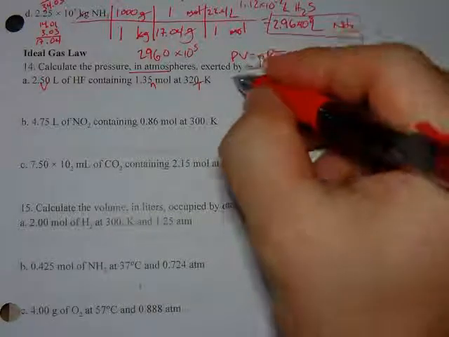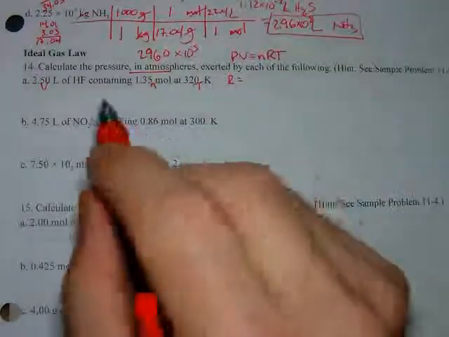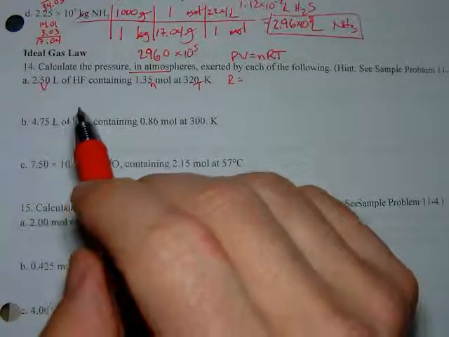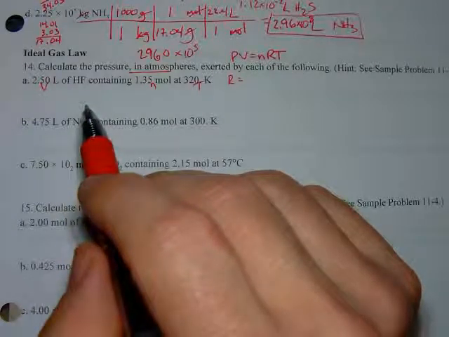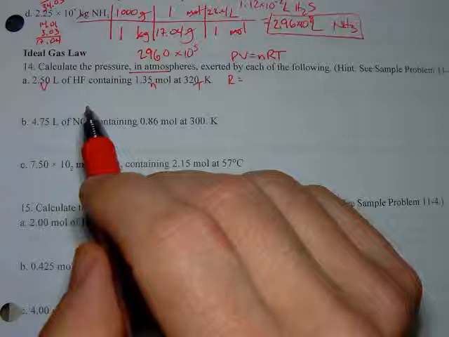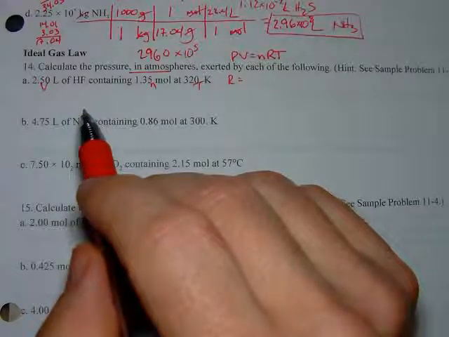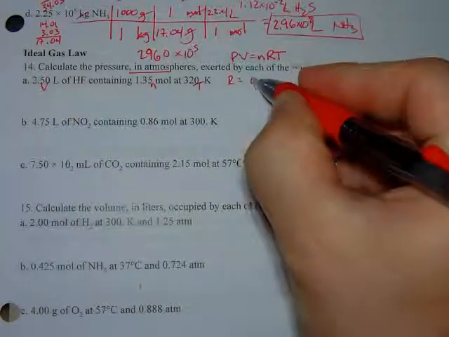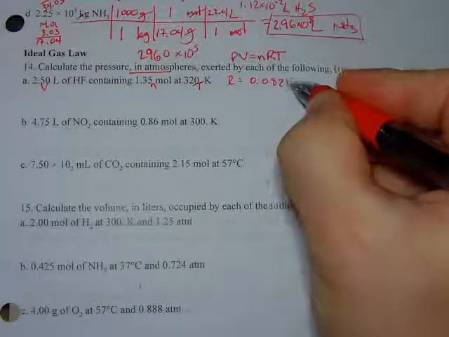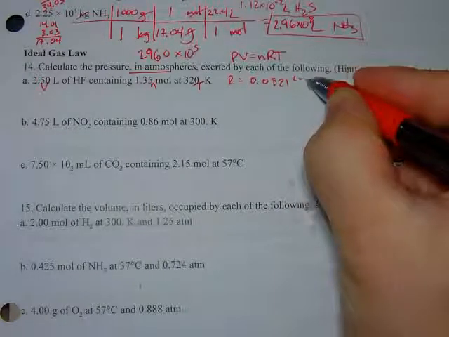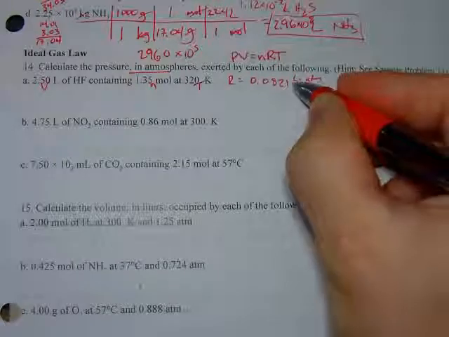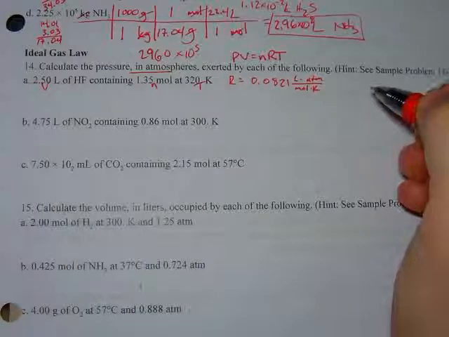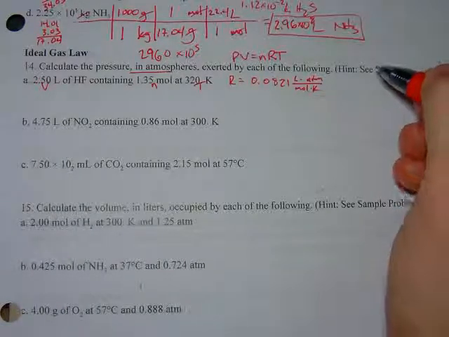All right, so we know what R is as well. In this case, I'm using ATM, liters, moles, and kelvins. So that means I'm going to use one of the most common versions of R, which is going to be 0.0821 liter atmospheres per mole Kelvin. So that's what I'm going to plug in.